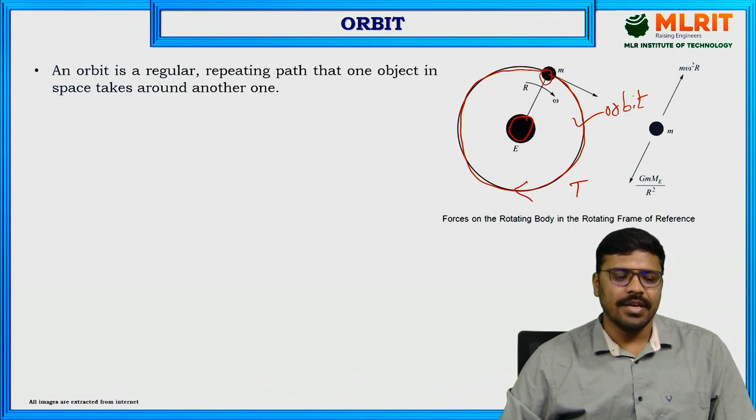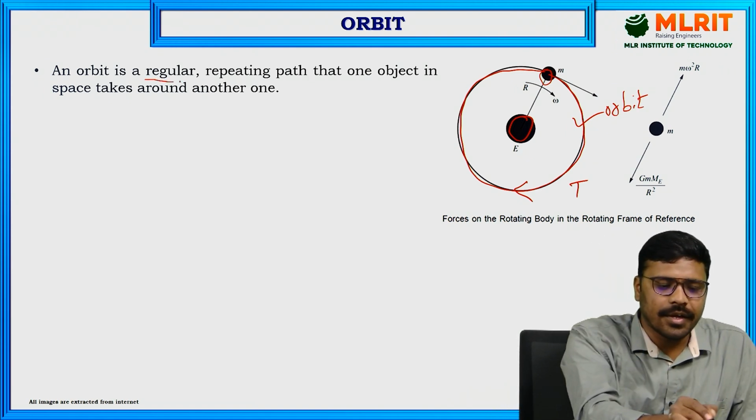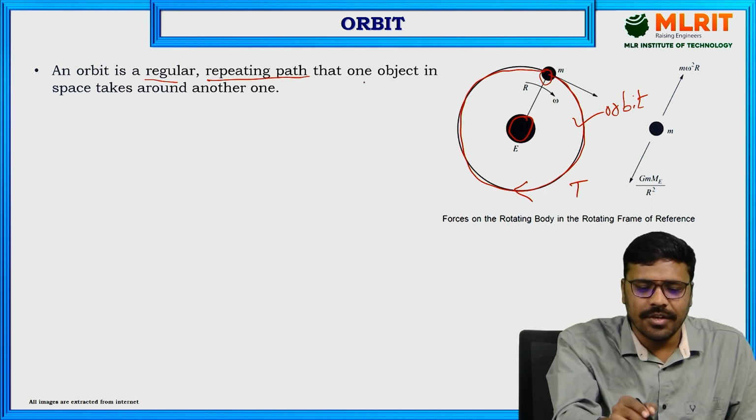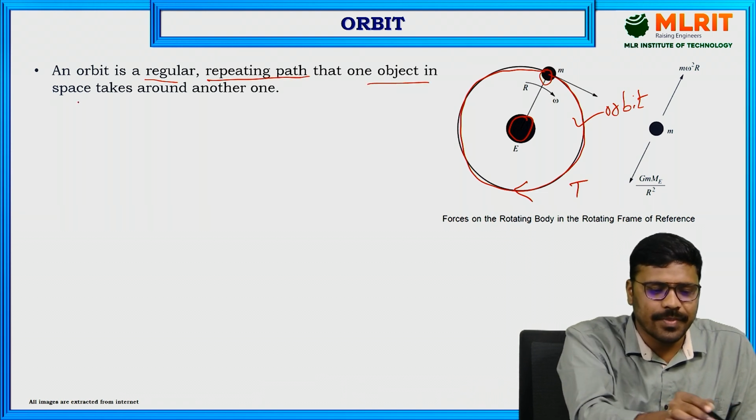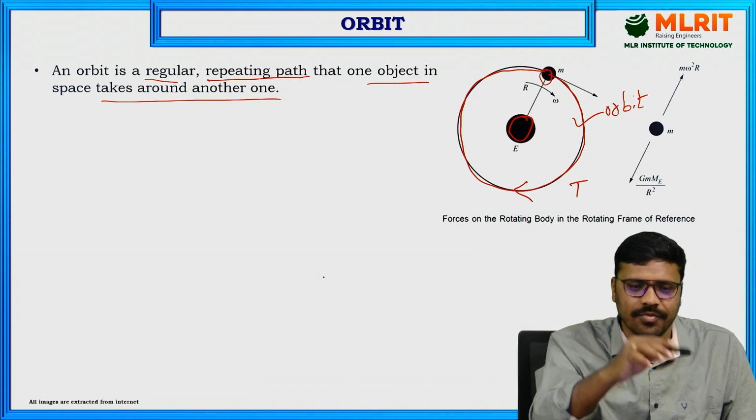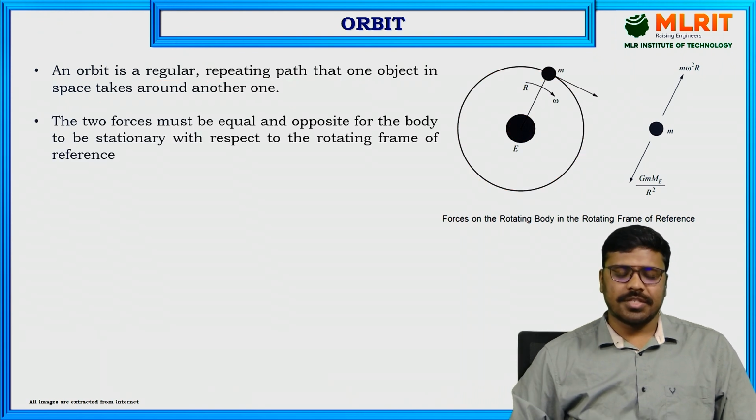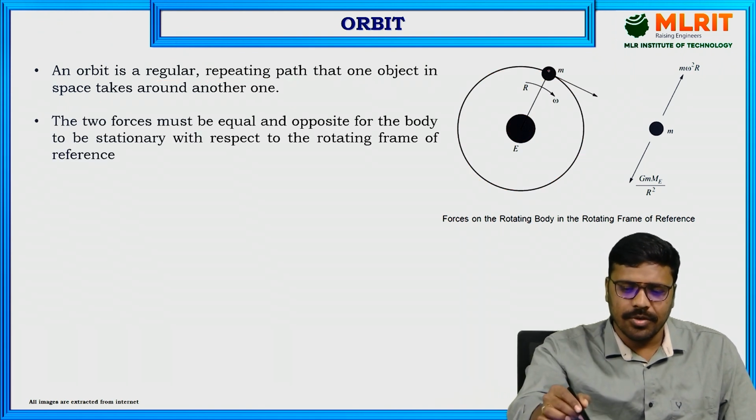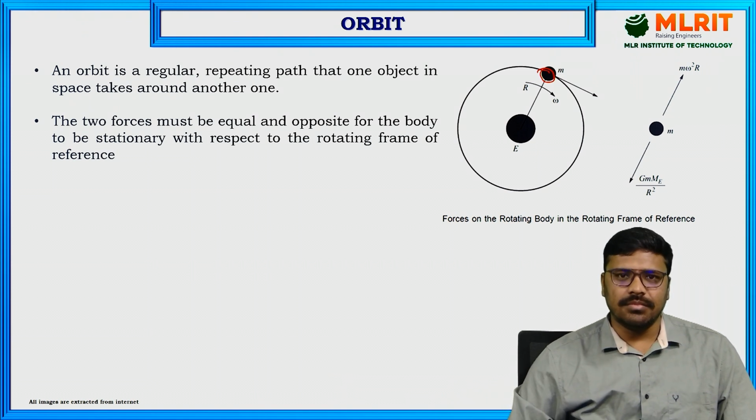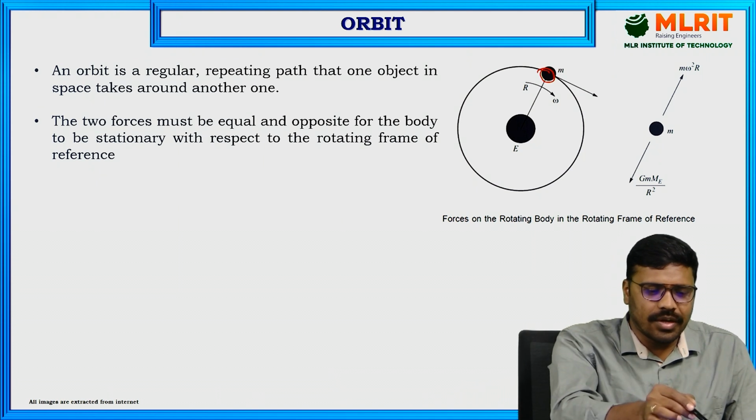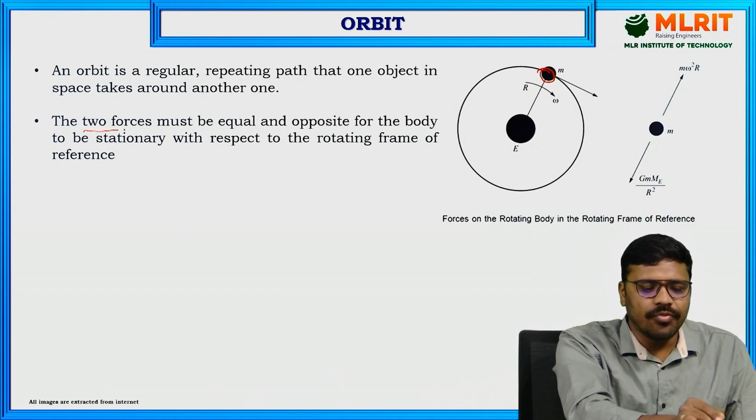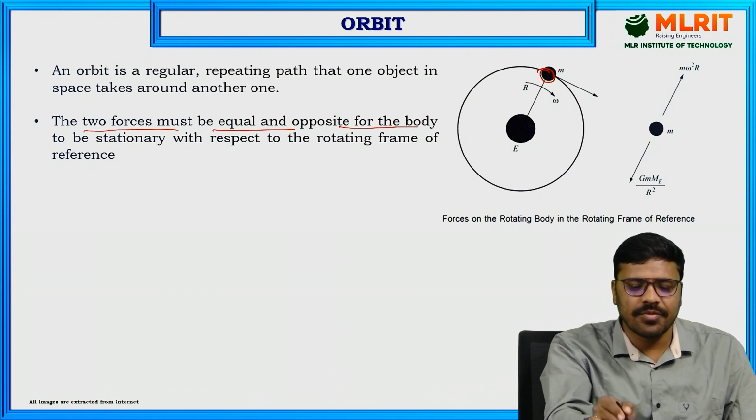So an orbit is a regular repeating path that one object in space takes around another. One object will rotate around another in a regular path. Then the path followed by the object is called the orbit. In order to make the object move in the same path, there is one law to be satisfied: the two forces must be equal and opposite for the body.